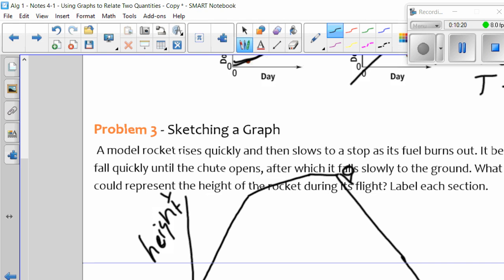And let's make sure that we're always identifying variables in our graphs.